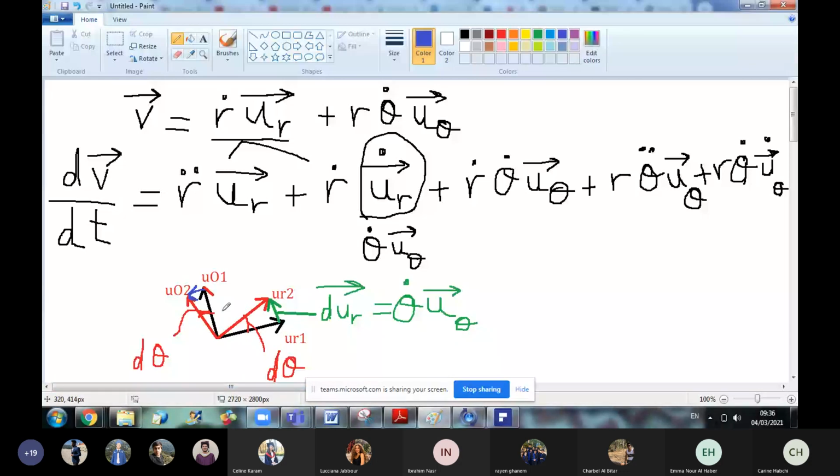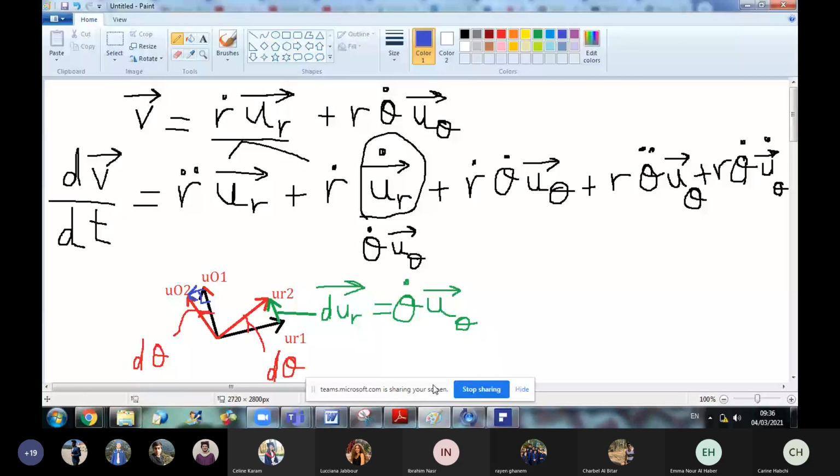But what will happen to the direction of it? It turns out it is perpendicular to u theta, meaning parallel to UR, but if you notice, it is opposite to UR. They have opposite sense. Okay, so because they have opposite sense, what can I write here? The unit vector of du theta is minus UR, so I can write that vector du theta is equal to minus theta dot UR.